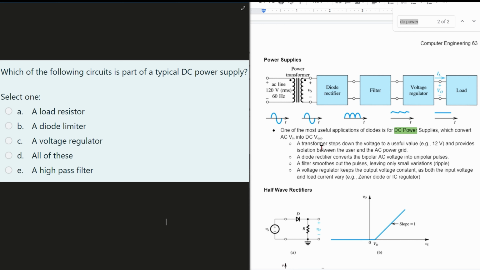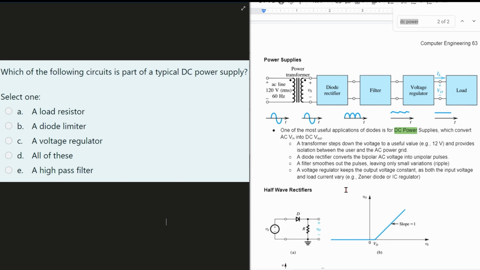One of the most useful applications of diodes is for DC power supplies, and these convert AC voltage input into DC voltage output so we can use it. A transformer steps down the voltage to a useful value, like 12 volts, and provides isolation between the user and the AC power grid. And that is this part right here. It's going to just take this wave as it is right here, not doing anything with it yet.